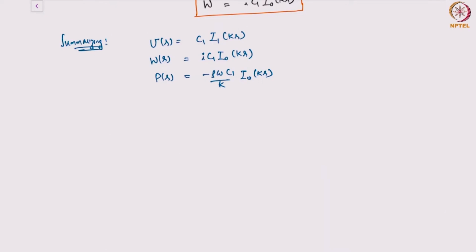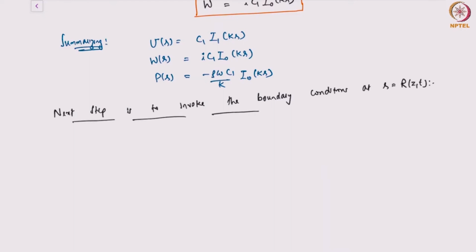So the next step is to invoke the boundary conditions at r equals capital R of z comma t. Note that we have already invoked the boundary condition at r equal to 0 to get C2 equal to 0, right? So we have a couple of boundary conditions.